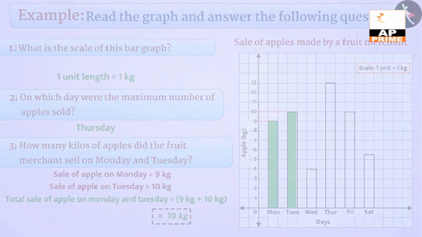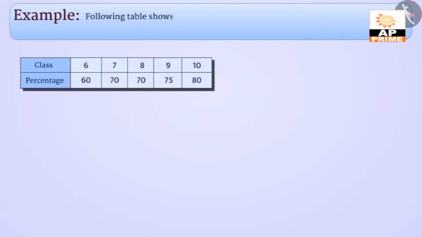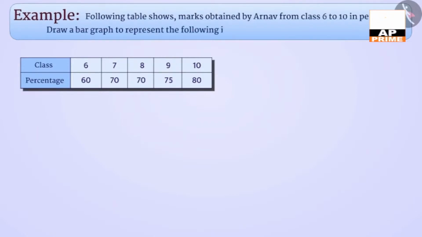Next example. Following table shows marks obtained by Arnav from class 6 to 10 in percentage. Draw a bar graph to represent the following information, choosing the scale of your choice.